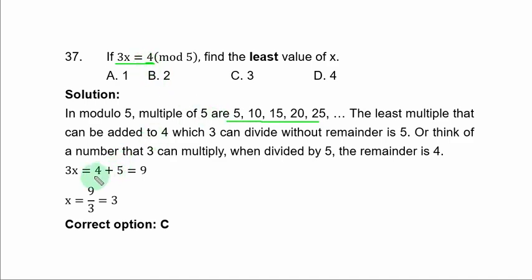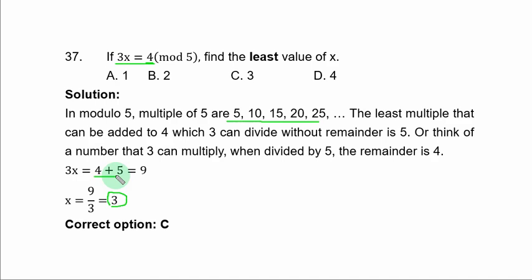So you have 4 plus 5 is equal to 9. Divide 9 by 3, you have 3. Now, you can still use 10. If you add 10 to 4, that is not possible. You try 15, it is not possible. You try 20, 20 is possible. If you add 20 to 4, you have 24. Divide by 3, you have 8.